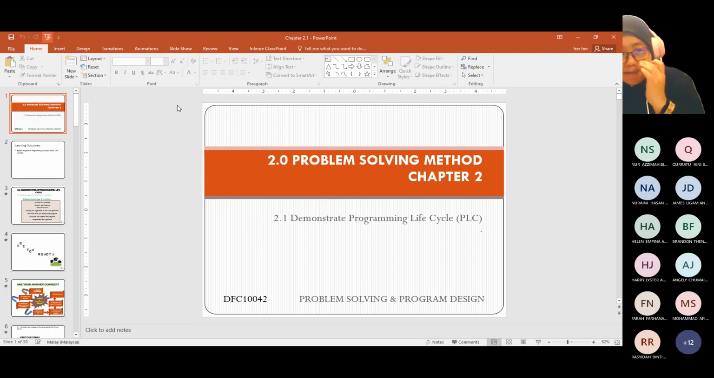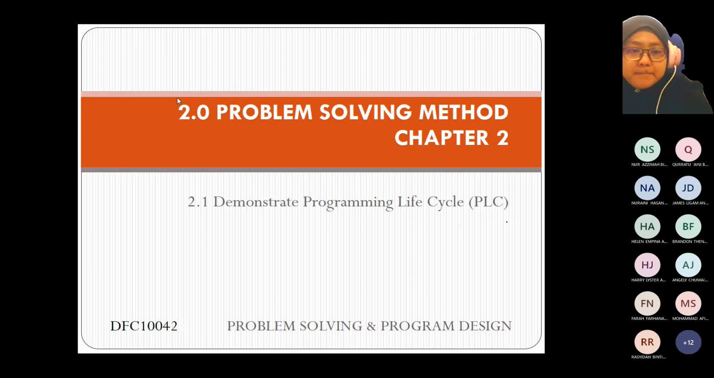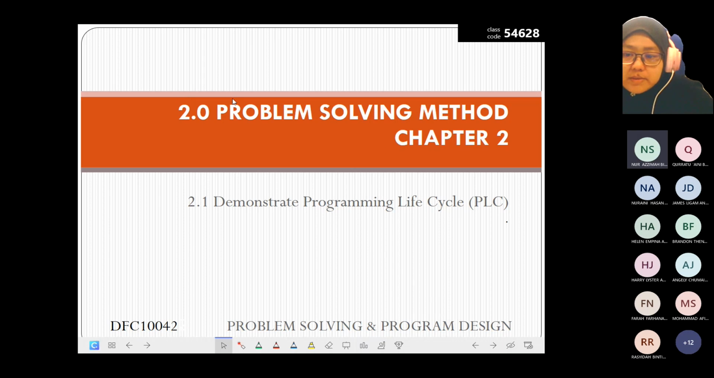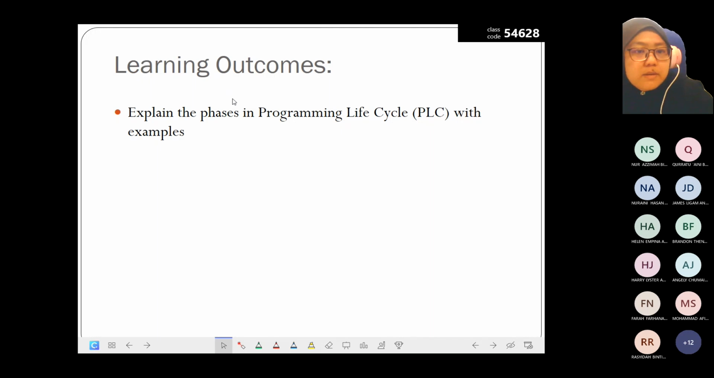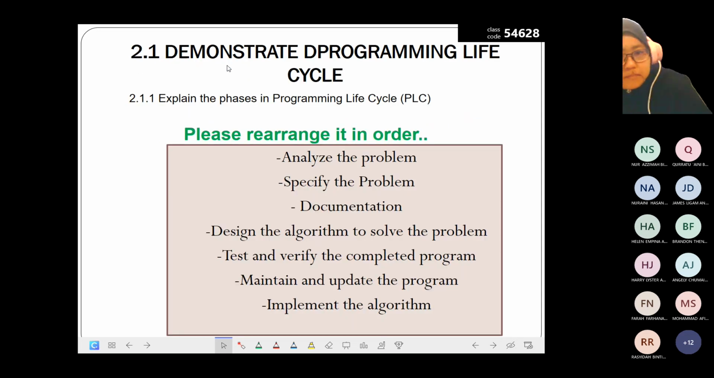Boleh nampak slide? Boleh. Okay, so here we're going to go into an explanation of the phases in PLC.